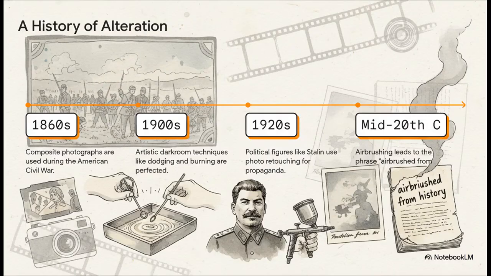And this desire to edit reality just kept evolving right alongside the technology. During the American Civil War, it was pretty common to combine different negatives. By the early 1900s, you had artists perfecting darkroom techniques. But then, by the 1920s, things took a darker turn. Political figures like Lenin and Stalin started using retouching for propaganda. We're talking about physically removing people from photographs. This is where we get that phrase, airbrushed from history, because that is literally what they were doing.